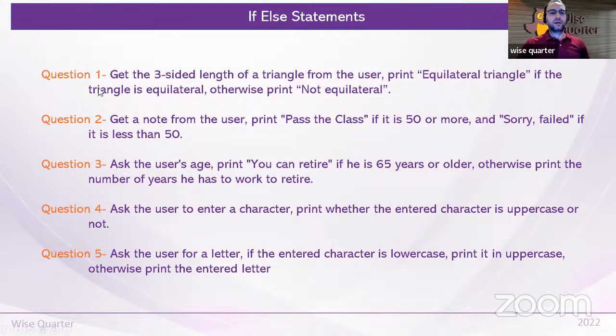First question says, first get three side length of the triangle, and we will take it from user. If it is equilateral, if all the sides are equal, we will print this. Otherwise, print not equal. It's very important to understand the question. If you can understand it, it means you have already solved half of it. Understanding a question is very important.